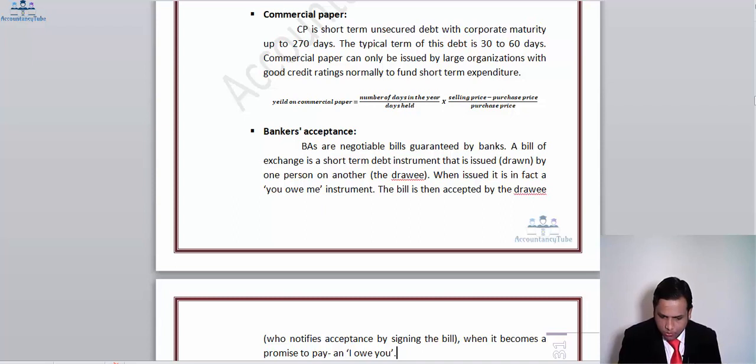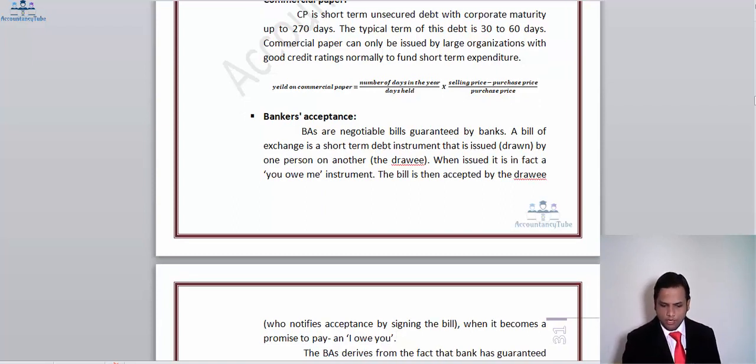That is, yield on commercial paper is equal to the number of days in the year, that is 360 or 365, whichever is the norm, over the days held, times the selling price less purchase price divided by purchase price, and you will get the yield on commercial paper.